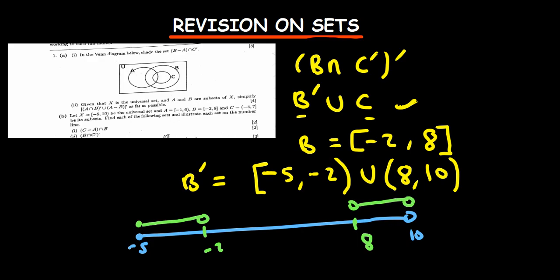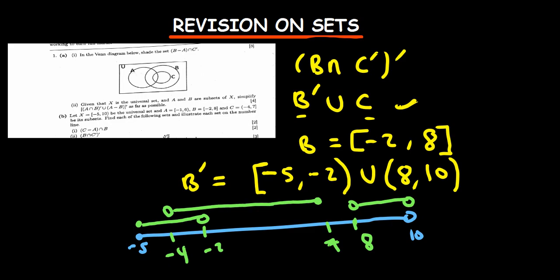So what is my C? My C is negative 4 all the way up to 7. So negative 4 here, it is open at negative 4. Then it goes up to 7, so the 7 is just before 8, so it is closed at 7. So these are the two sets that you have.